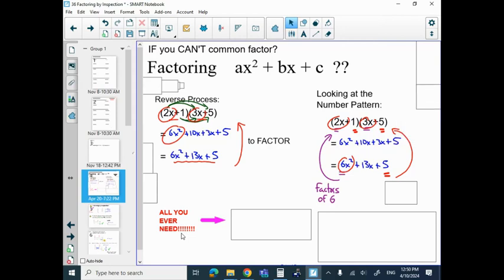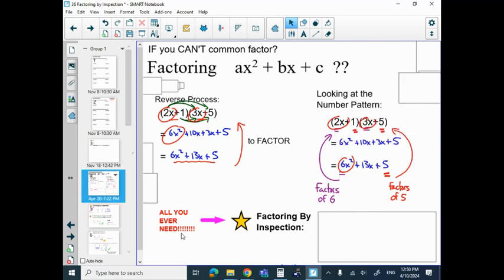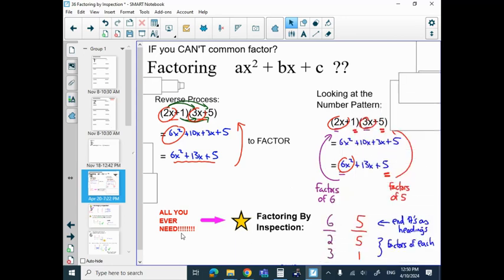So really the 2 and the 3 are factors of 6, and yesterday we talked about factors of numbers nonstop, right? So it's not surprising. When you're factoring, you look for factors of numbers. The 5 and the 1 must have given the 5, of course. So we're looking for factors of 5. All you're ever going to need to know for factoring is factoring by inspection.